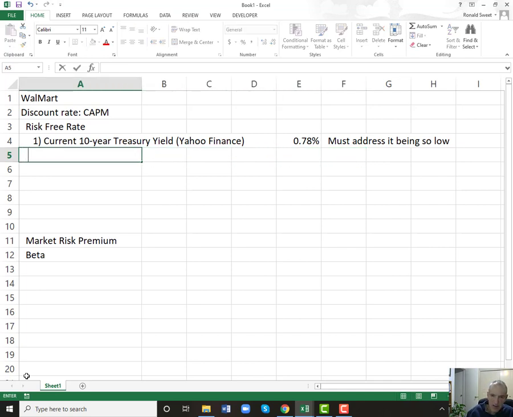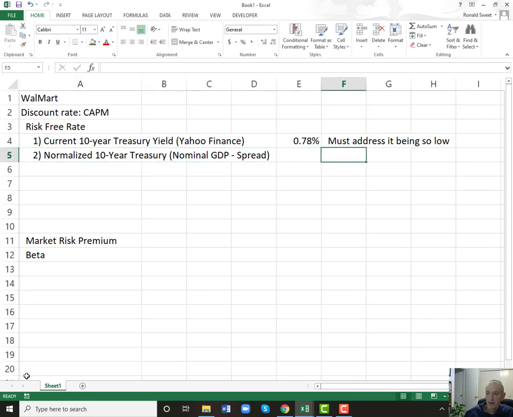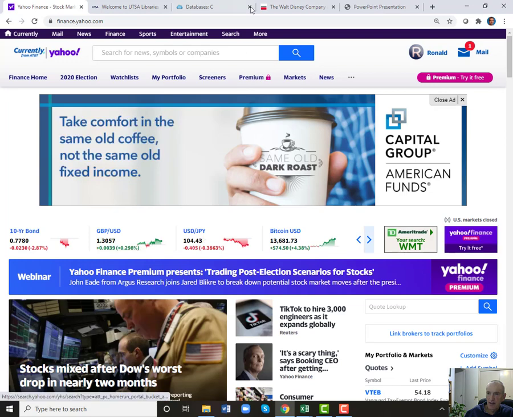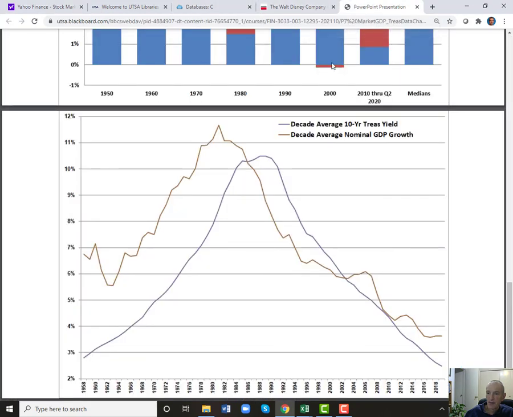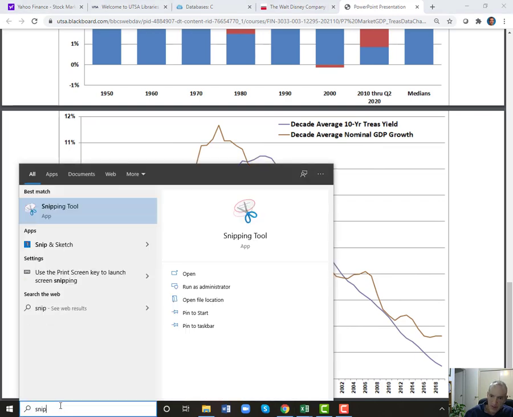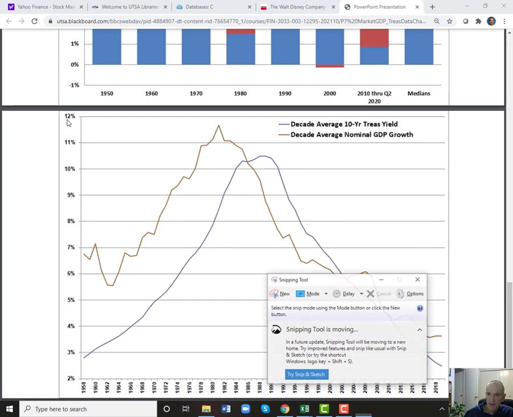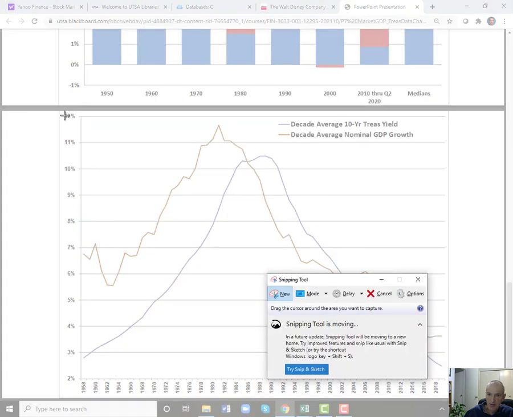But you at least have to address it, and you can put his words into your own words to do that. The second approach is what I used to use, and that is use a normalized 10-year Treasury. And here what you're going to do is a nominal GDP minus some spread. I've given you some charts. The last chart is this one right here. So let's bring it over. We can use it in our discussion.